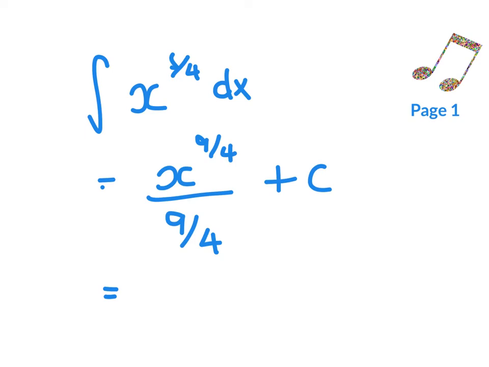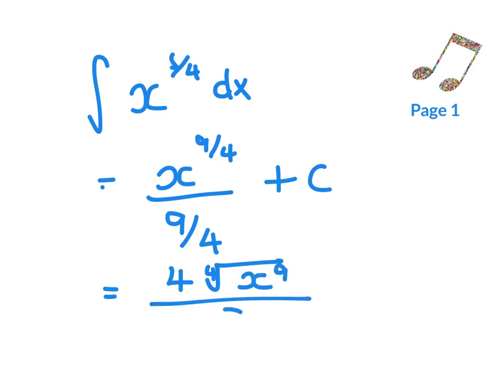I'm going to tidy up this here using my index rules. So 4 is the order of the root, 9 is the order of the power. So the 4 goes on top, along with the 4th root of x to the power of 9, and that's all divided by 9 plus c.